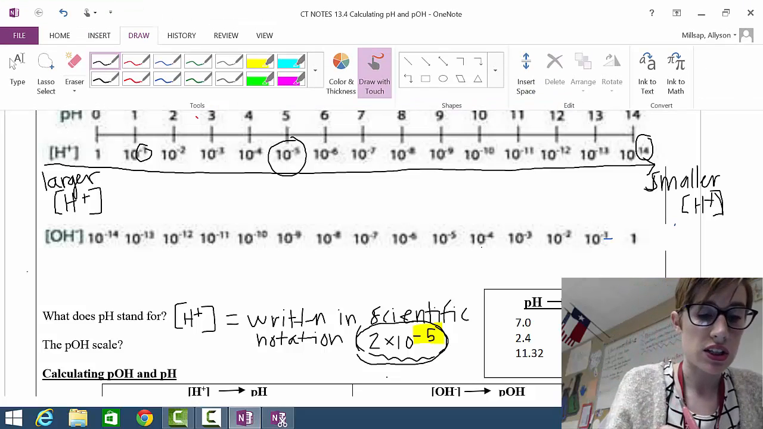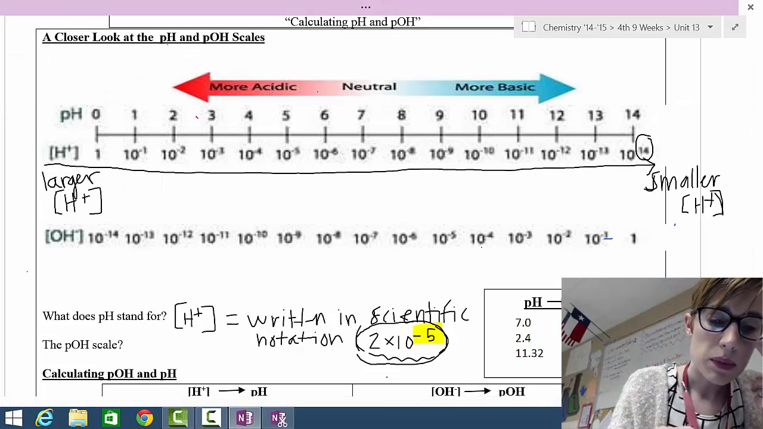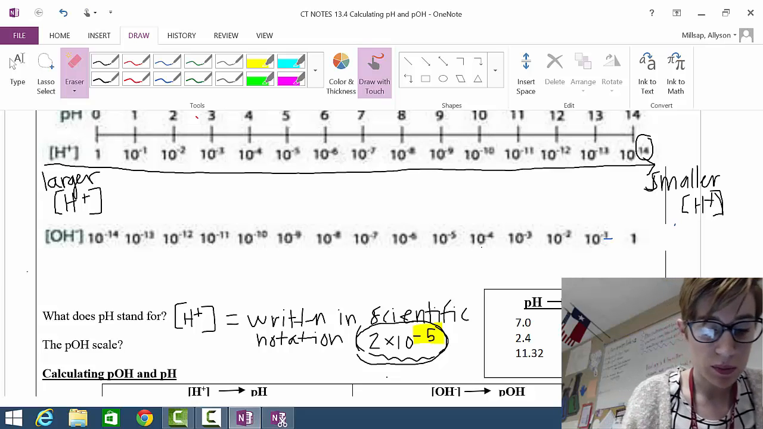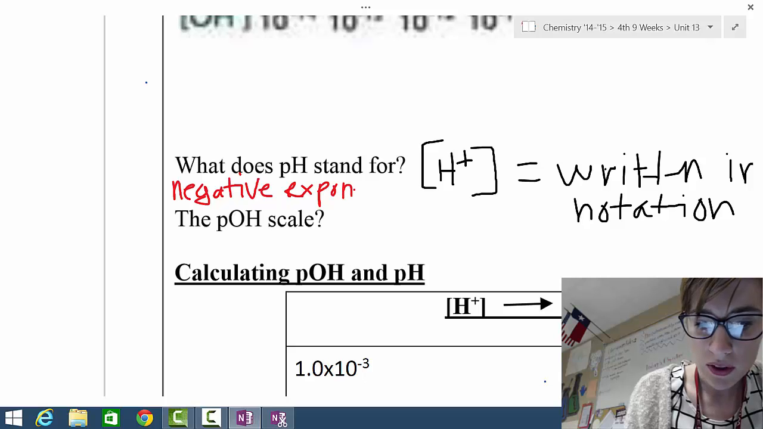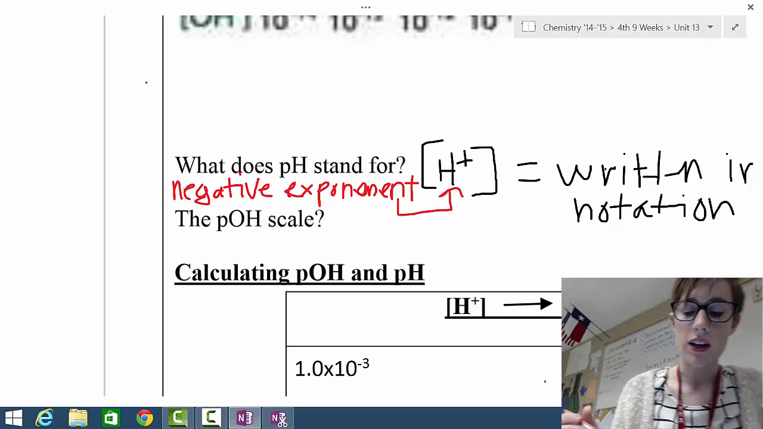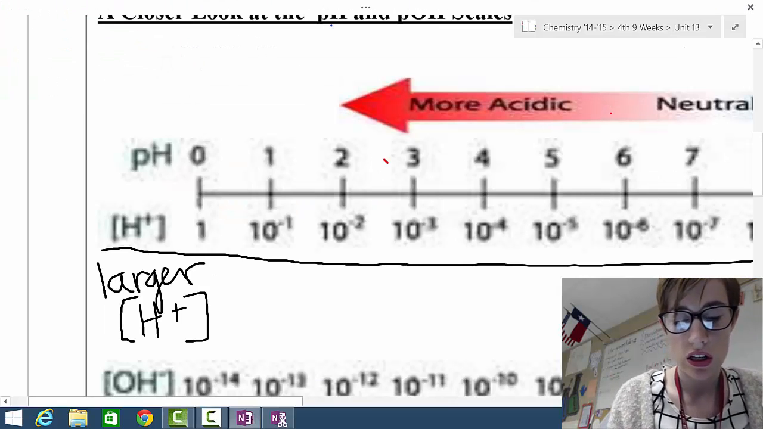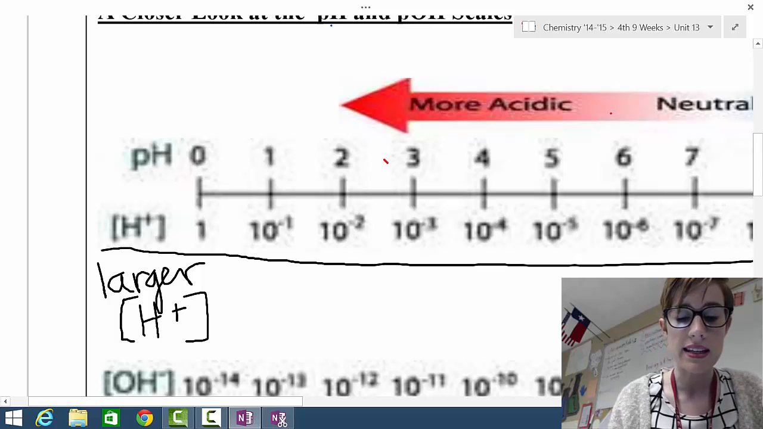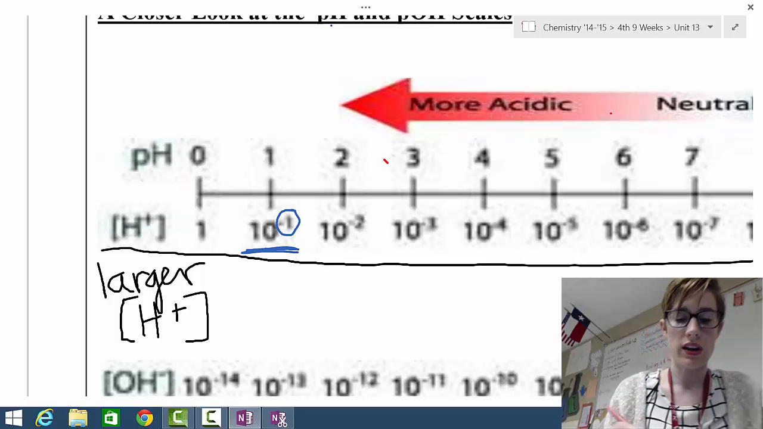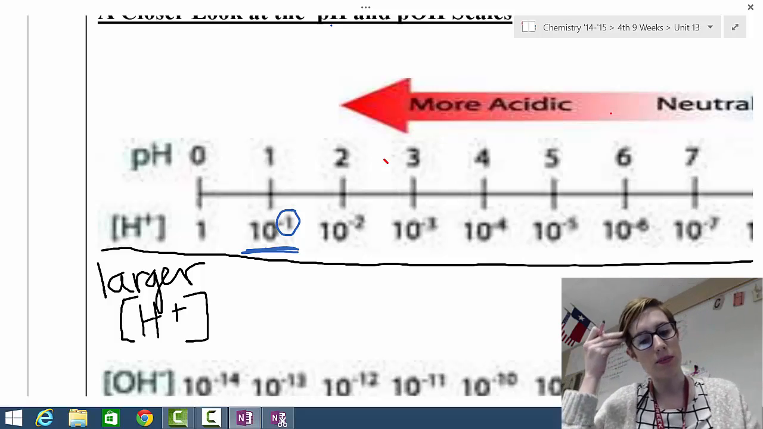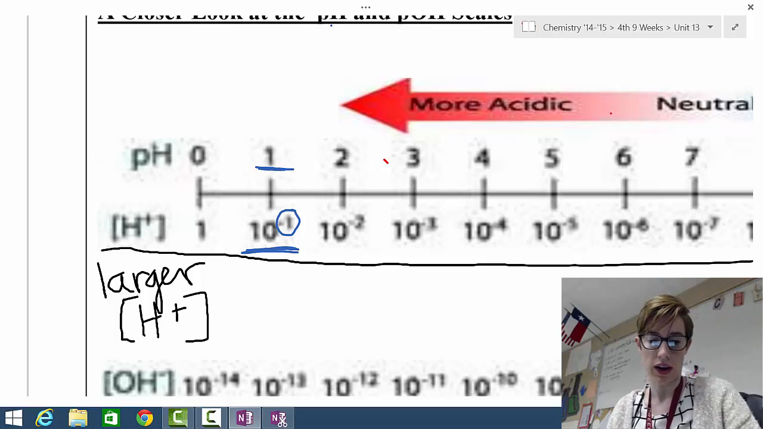pH, what does pH actually stand for? Well, technically, like I said, pH is a measure of concentration, but probably a better explanation is that pH is the negative exponent of the hydrogen concentration. So if our H plus concentration was any number times 10 to the negative 1, the pH would be very close to 1. And so any concentration that has something times 10 to the negative 1 is going to have a pH that's close to the number 1.